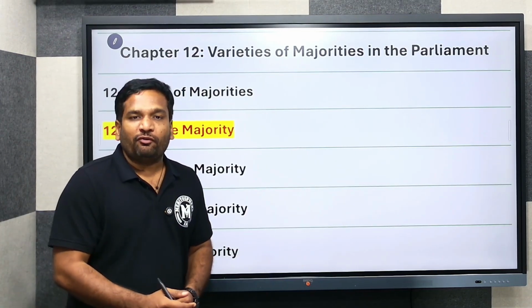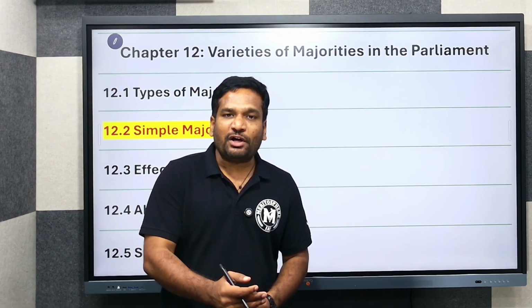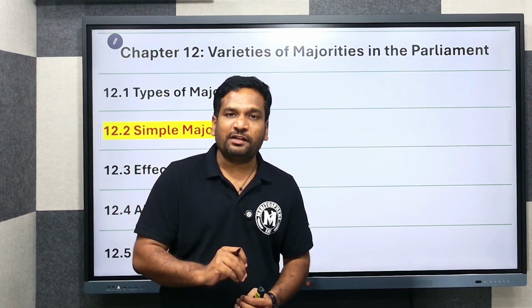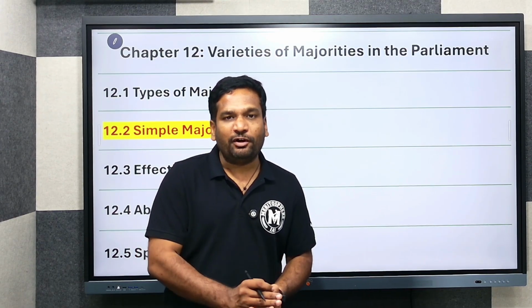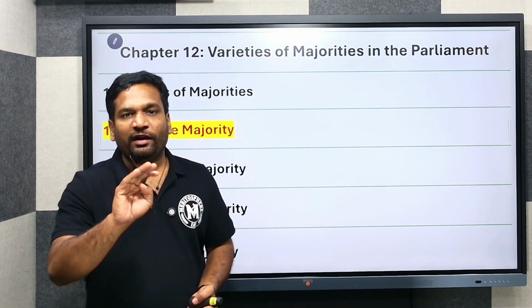So with this, we have completed whatever prerequisites are required for a better understanding of the types of majorities in the Indian Constitution. In the Indian Constitution, we have 4 different types of majorities: simple majority, effective majority, absolute majority, and special majority. Under the special majority category, there are again 4 different types of majorities.